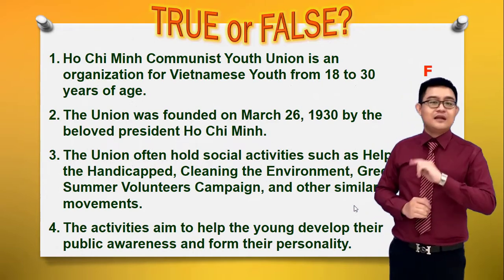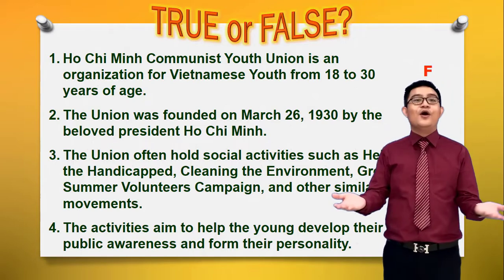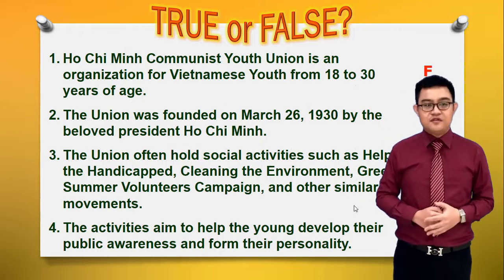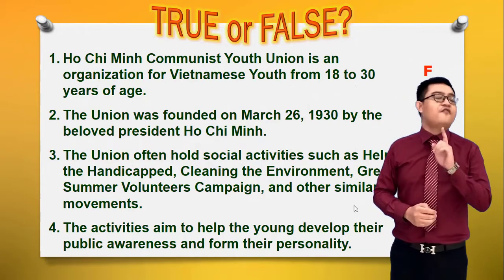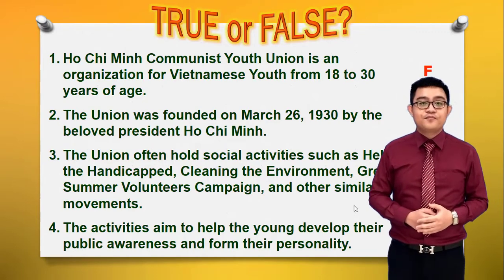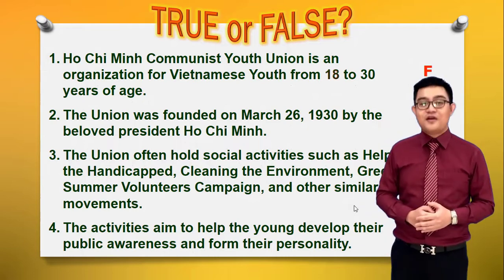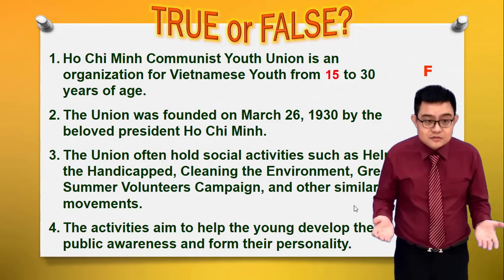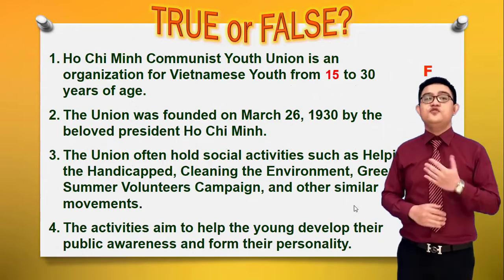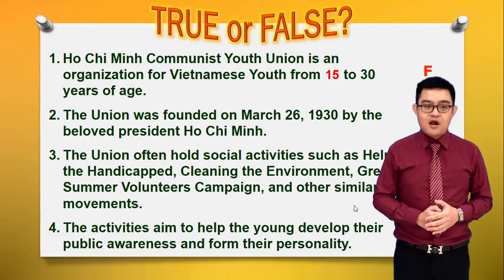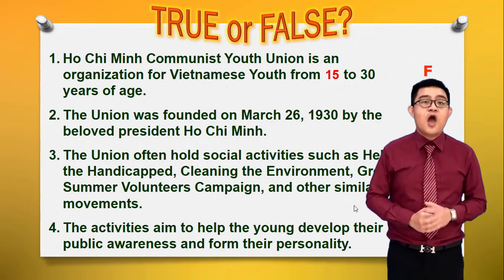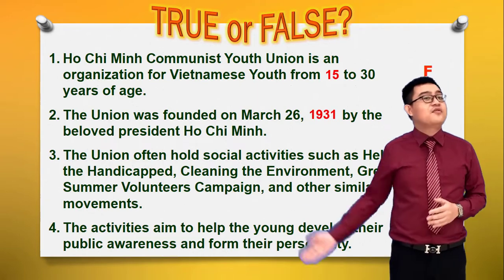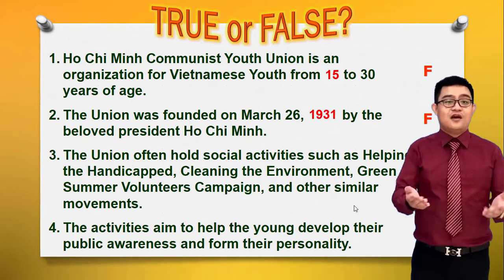We have number one. This is a false sentence. Why is it false? Because Ho Chi Minh Communist Youth Union is an organization for Vietnamese youth from 15 to 30 years of age. Right? Number two, why is it false? Because the union was founded on March 26, 1931. Okay. Number three and number four, they are true statements.